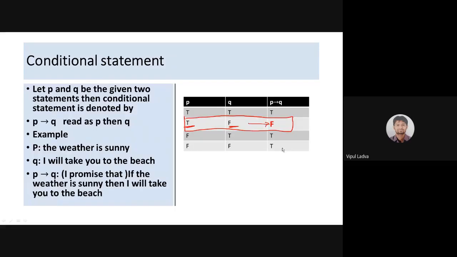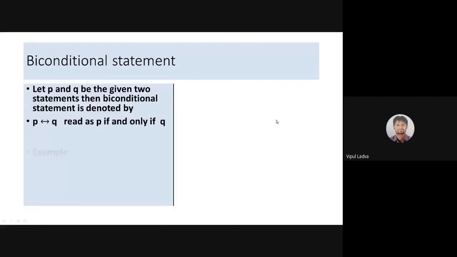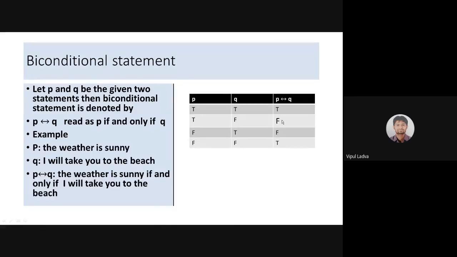If you look at the conditional statement, the value of the compound statement is false only if the second statement is false. In all the other cases, the conditional statement was taking value true. Now, if we talk about the biconditional statement, then it will take value false if one of them is false. So observe this: if one of them is false, then the biconditional statement will have the value false.